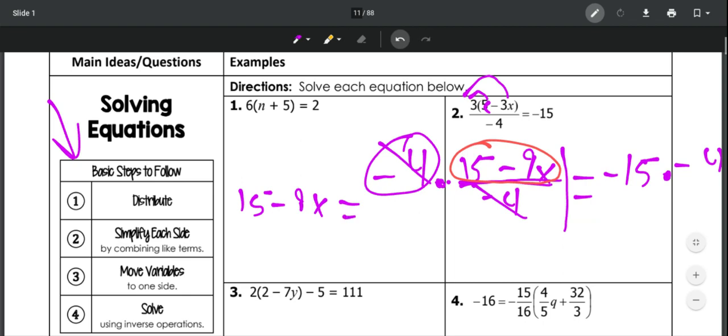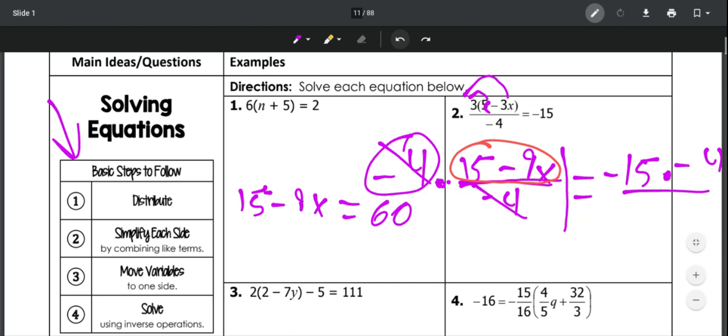Now, that's going to be 60 now, I believe. Yeah. Okay, so it's going to be 60. But now we're going to take our variable and keep it where it is. I'm going to keep this variable where it is because that's how I like doing them.